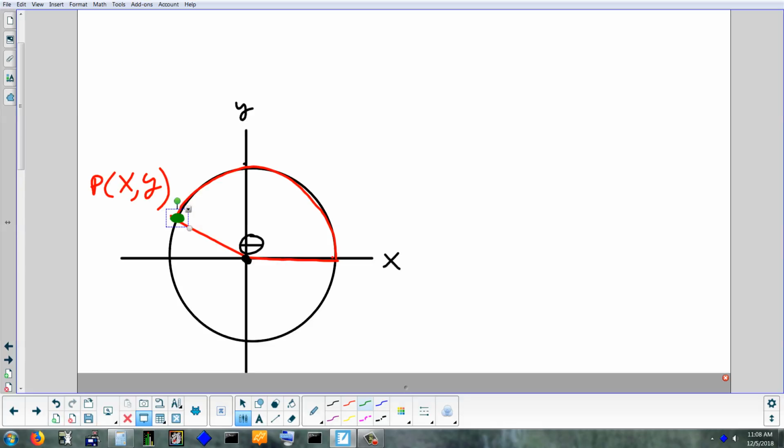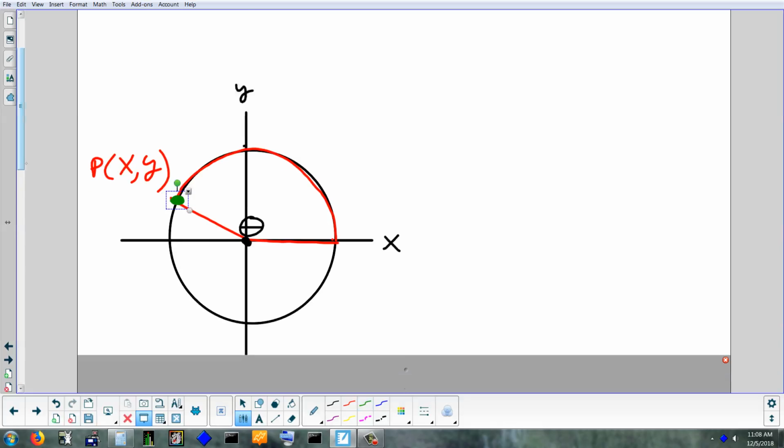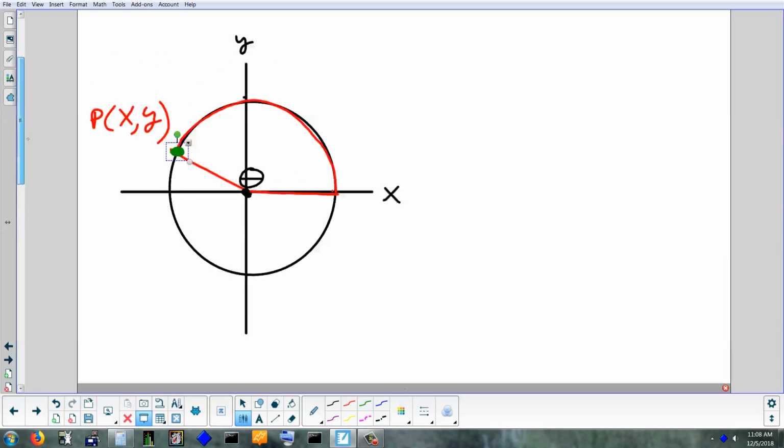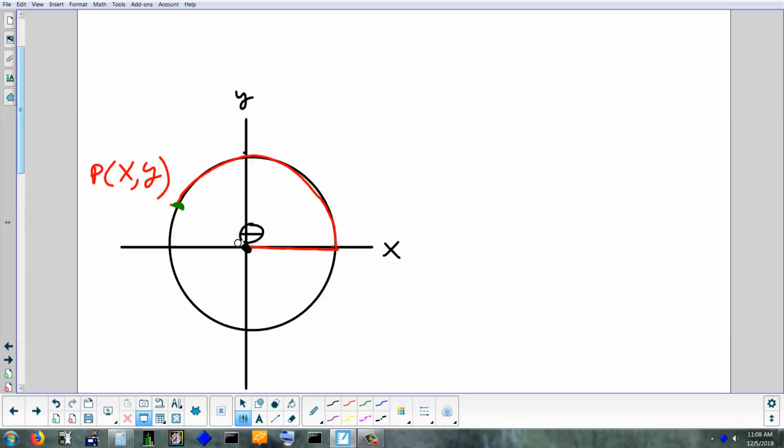Now, some angles are easy to find, some are a little harder. Let me get rid of this one, and let's look at a 90-degree angle. Remember, 90 is when you go straight up. So if I were to draw my angle, the terminal side would be right here. That would be the point.